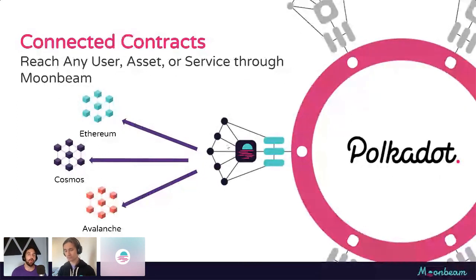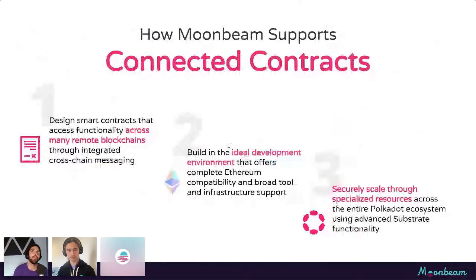And so how does Moonbeam support connected contracts? This can be divided into three different action bullet points, but there probably can be many more, right? Moonbeam can help you design smart contracts that access functionality across many different blockchains because we've integrated a lot of the infrastructure around cross-chain messaging. We're going to discuss this a little bit later in the presentation. Also, Moonbeam provides the ideal developer environment because it provides full Ethereum compatibility support, tooling, and infrastructure, right? So when you build on Moonbeam, you'll have an Etherscan-style explorer called Moonscan. You'll have all the oracle and indexing services like The Graph. You'll have Gnosis Safe, which is another requirement that a lot of development teams ask for.